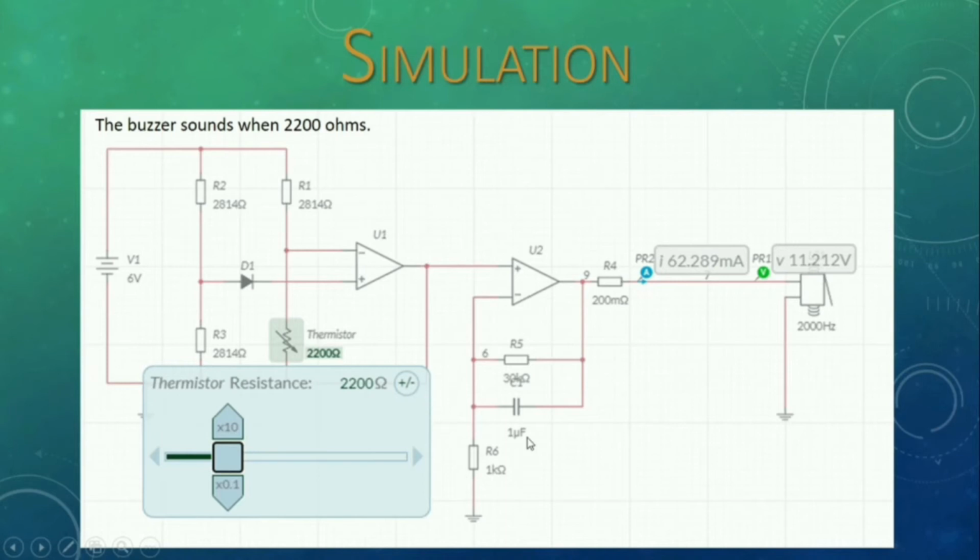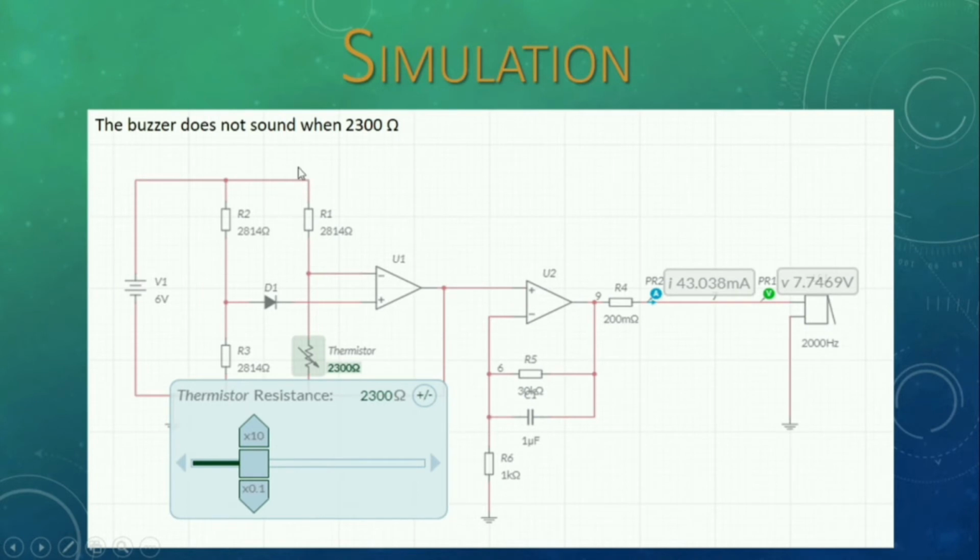Lastly, the simulation. Okay, here is the simulation that has been made. From here, we can conclude that the buzzer sounds when the thermistor reading is 2200 ohms, which shows the temperature is rising. While for this simulation, when the thermistor is 2300 ohms, where the temperature falls, the buzzer doesn't sound.